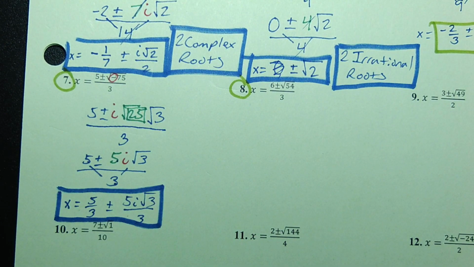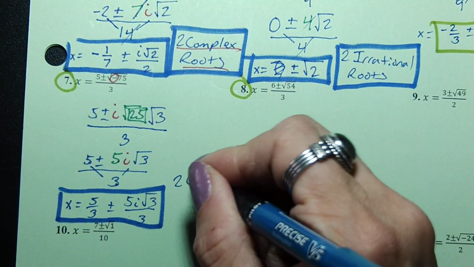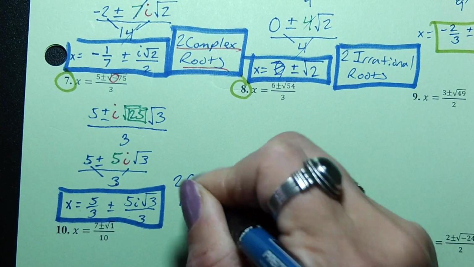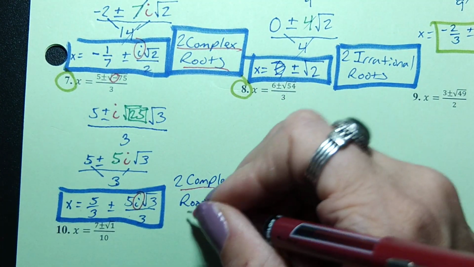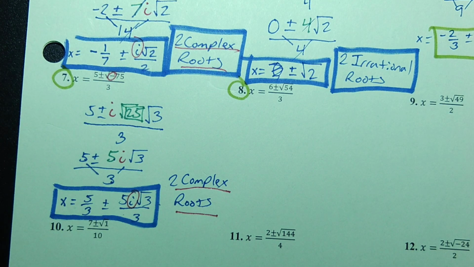And how we would describe these is 2 complex, because of the I, roots. So as soon as you have that I, that overrides anything else you have in the problem. Doesn't matter that there's an irrational 3 there. As soon as you have the I, you automatically have complex roots.